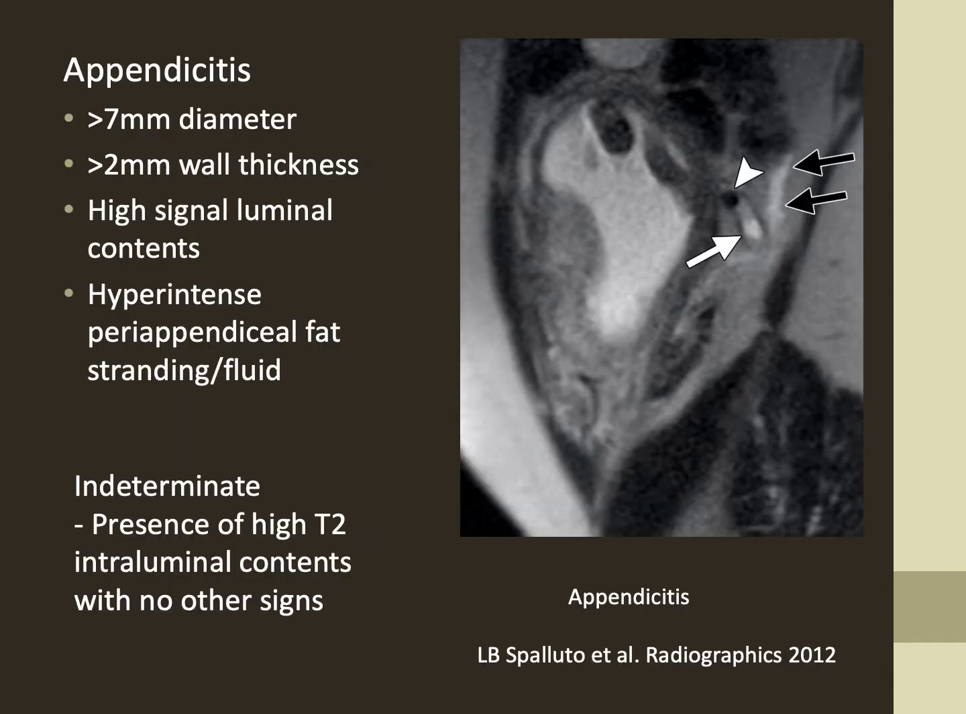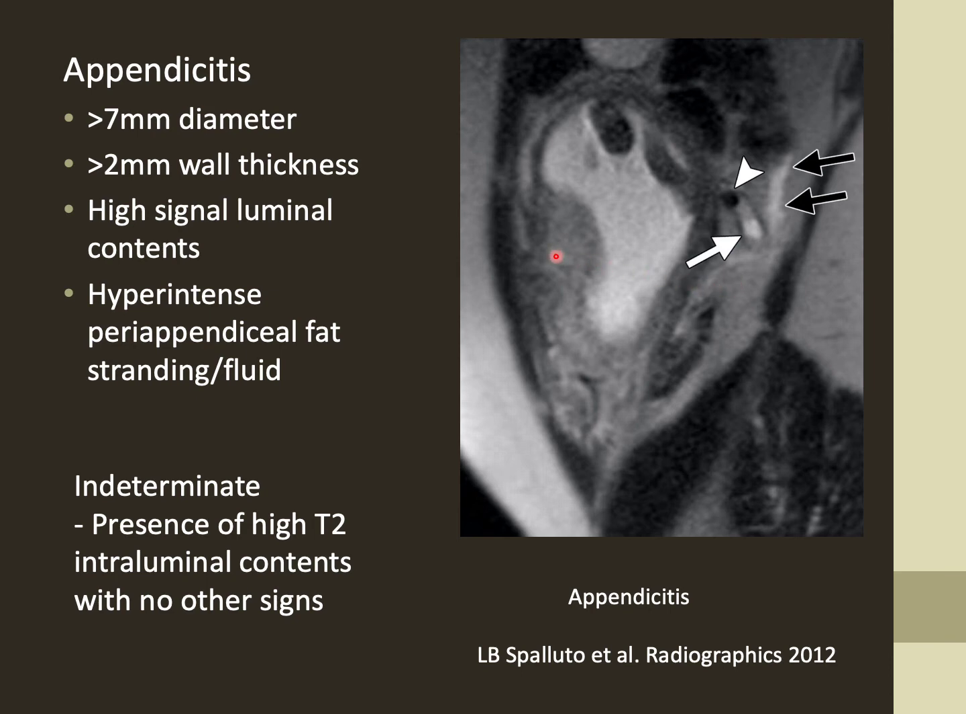This is an image taken from the literature of a case with appendicitis. As shown here, the appendix is distended with high signal fluid. There is an appendicolith, which is causing the obstruction. Periappendiceal fluid is also noted.